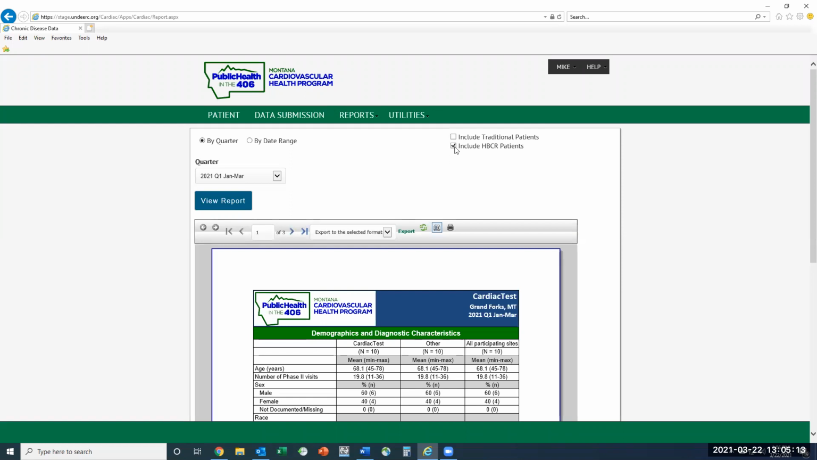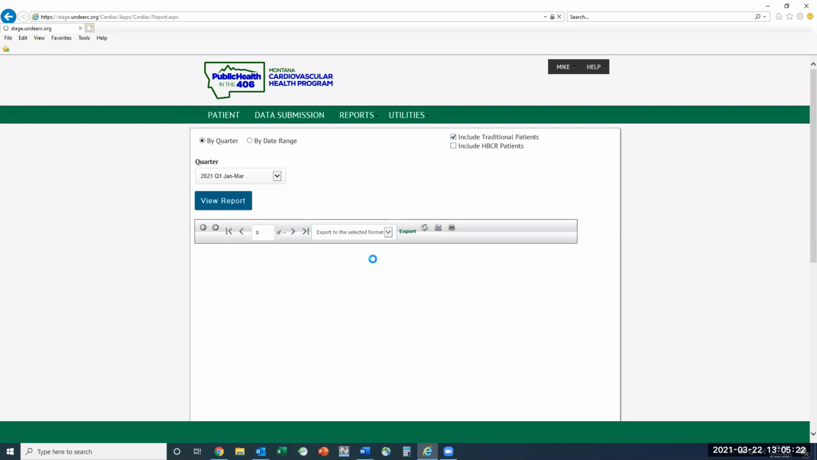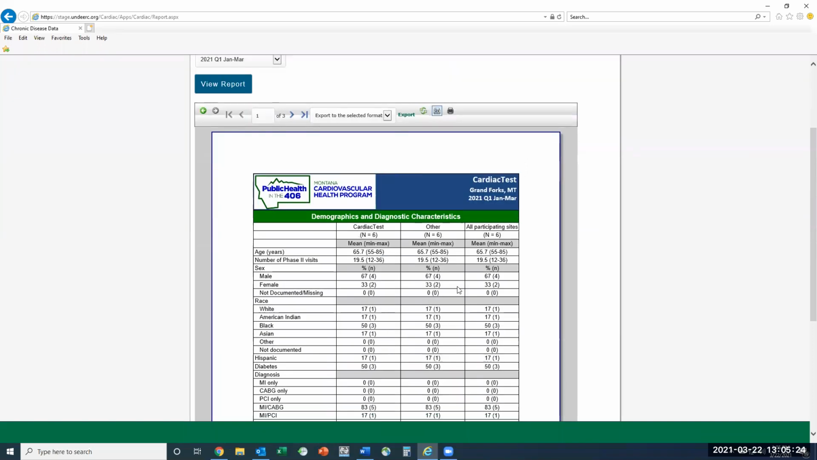And conversely, we could do the same thing if we wanted to leave those hybrid patients out. We would unclick the hybrid patients here and click on the traditional patients, and then it would just include those.